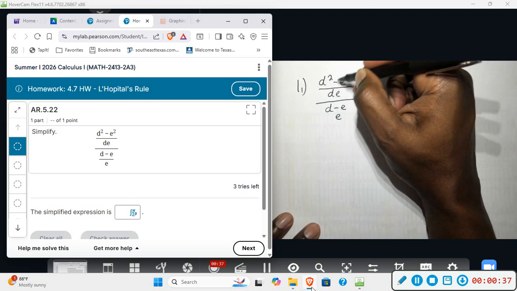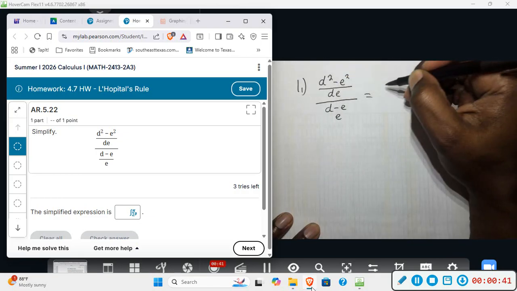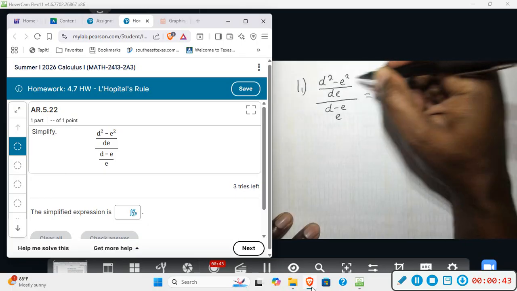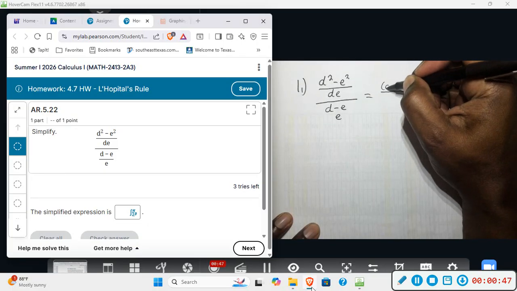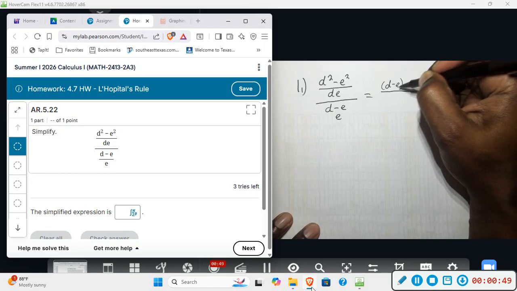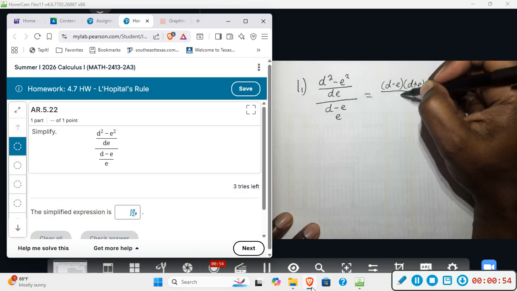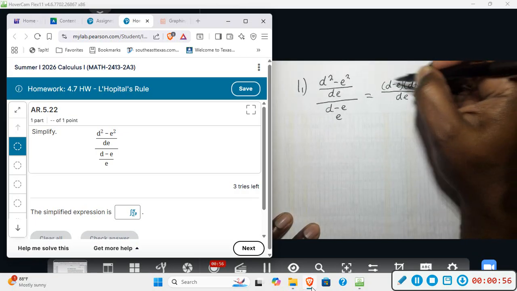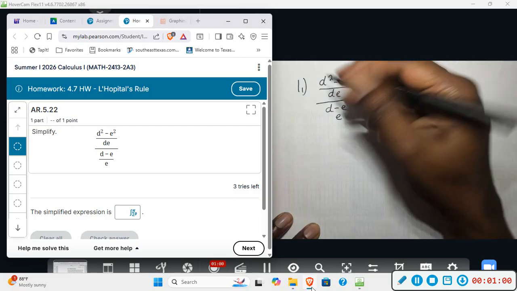I will also factor out difference of squares here. So this will be equal to keep the top. I'm going to factor this out because I see a d minus e difference of squares, which will give me d minus e times d plus e over dE. So you keep the top, change division to multiplication, and then we're going to flip this bottom fraction.